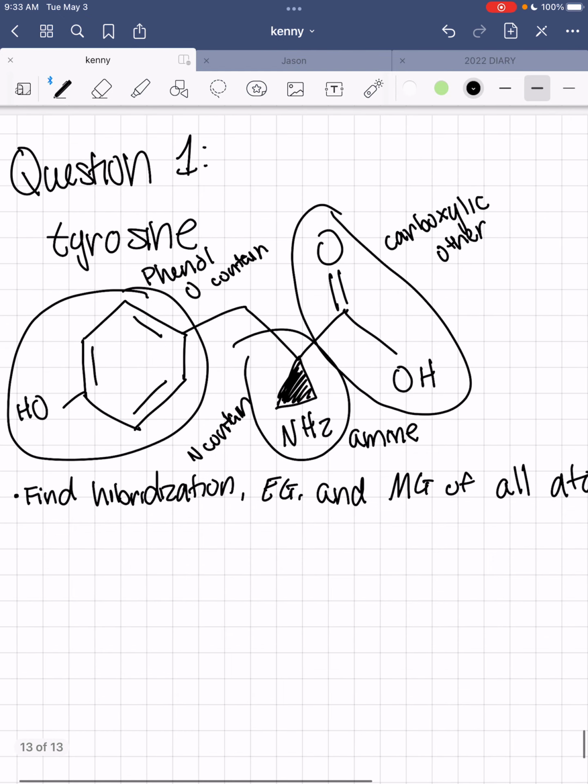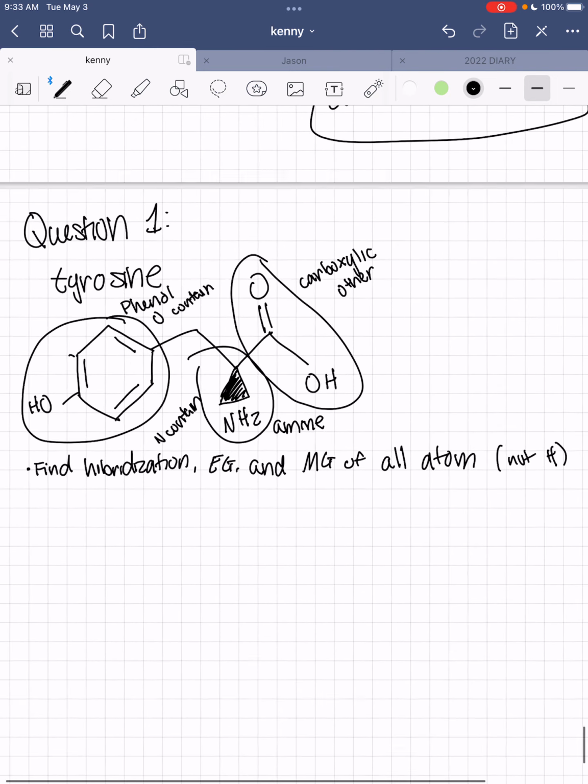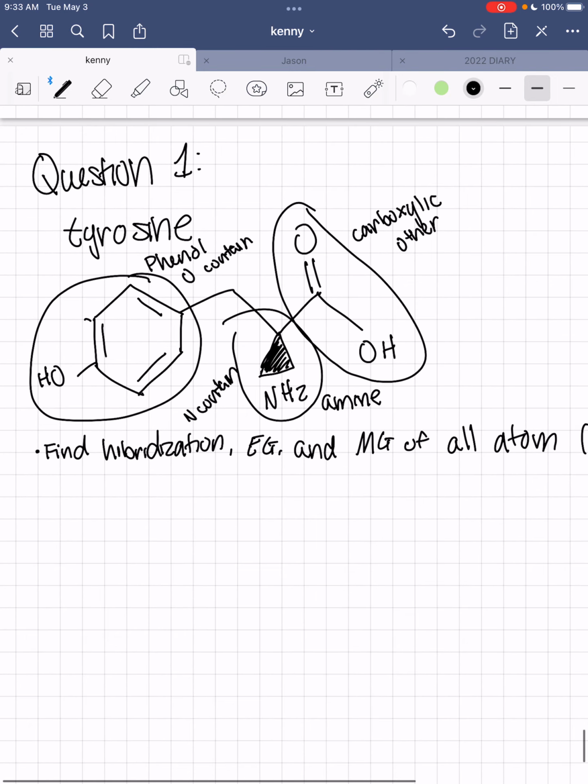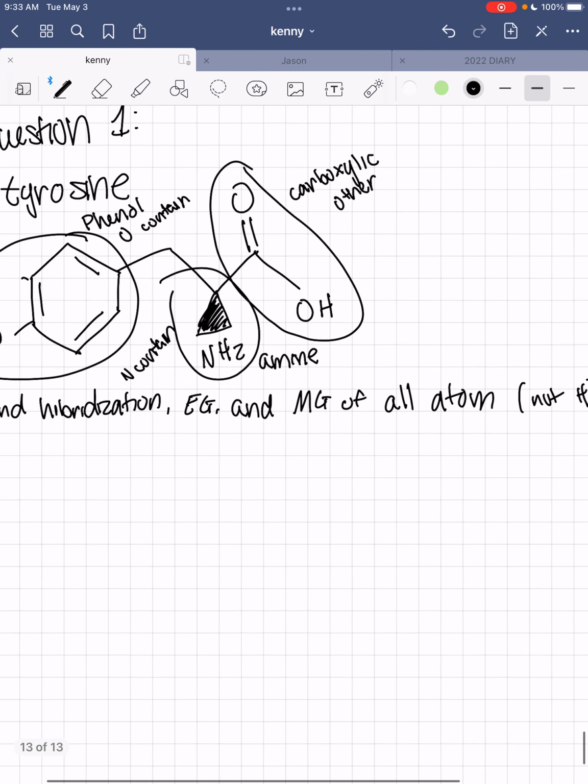So you can just identify them by using your table. Like for phenyl, in the middle column for examples you can see this exact shape, and you can also see the general formula on the left side. So we're also supposed to find the hybridization, electron geometry, and molecular geometry of all the atoms except the hydrogens.